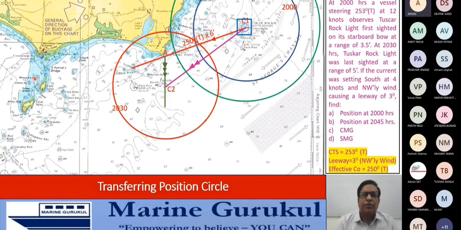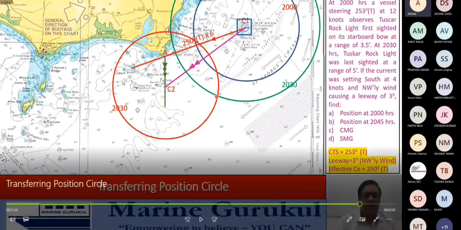So we draw that position circle. The green position circle is the 2030 position circle obtained by using the last sighting observation of the Tusker Rock. So now this green position circle is for 2030. The red position circle is the transferred circle from 2000 to 2030. Now they intersect at this point out here and they also intersect at this point. Now these two could be the possible positions of the vessel at 2030 hours. Now, beta, can you tell me which out of the two will be our fix?